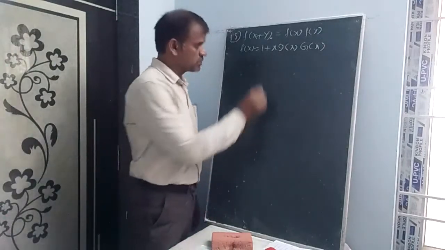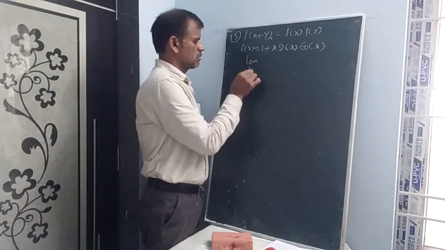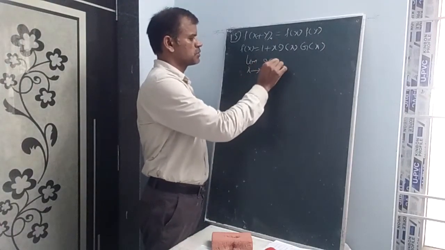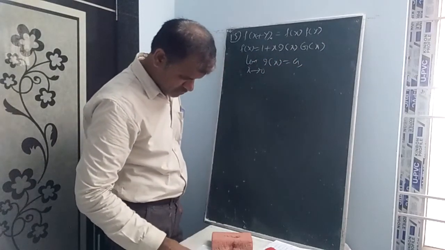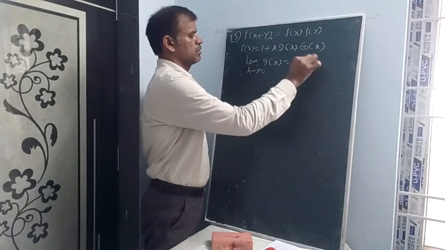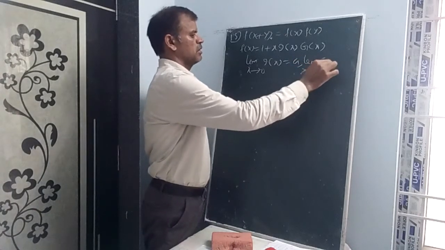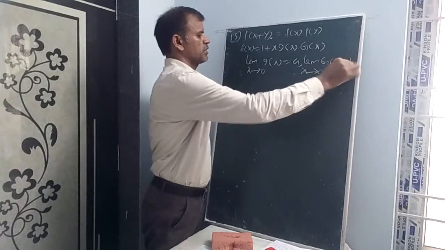The limit as x tends to 0 of g(x) is equal to a, and the limit as x tends to 0 of capital G(x) is equal to b.